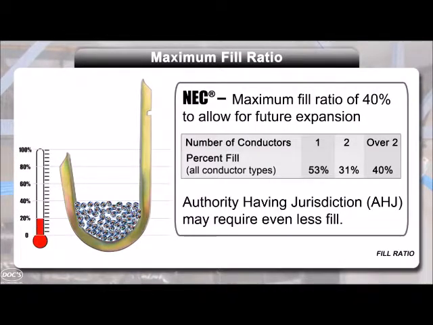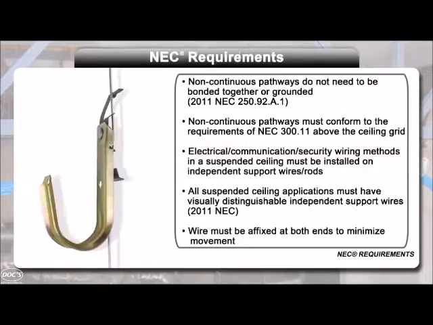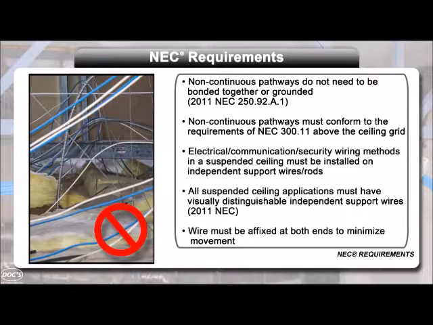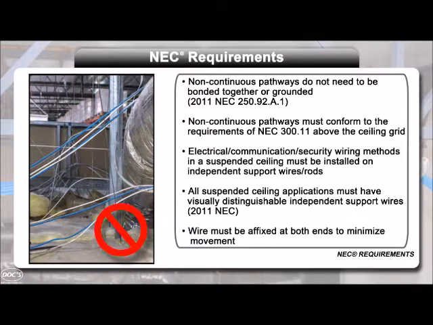NEC recommends a maximum fill ratio of 40% of the total capacity of the hook. This allows for future modifications and expansion. NEC has several requirements for the proper installation of J-hooks. For example, J-hooks should be installed on clearly identifiable independent ceiling wires or rods that are affixed at both ends. Also, cables should never be allowed to lay directly on ceiling tiles or rails.